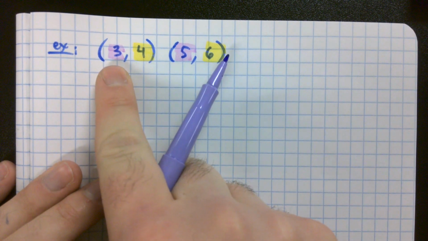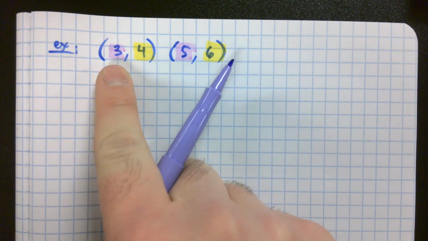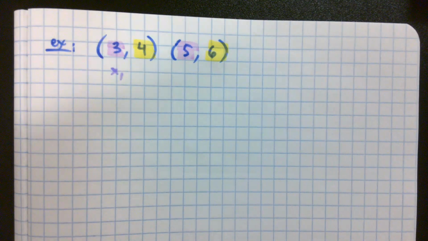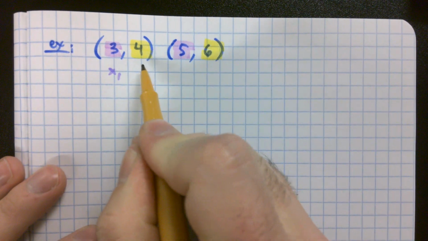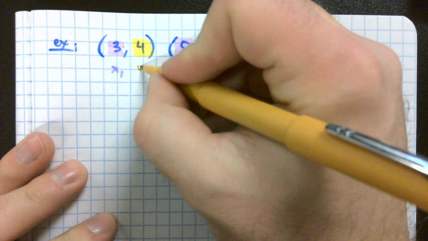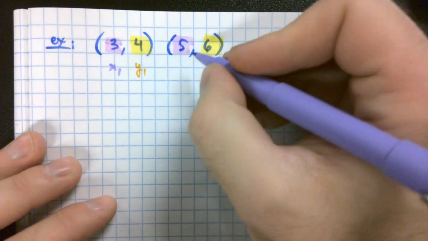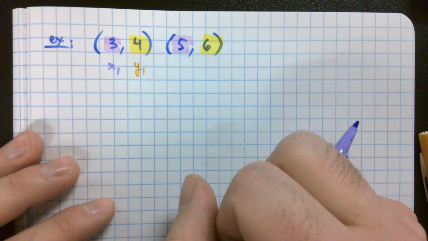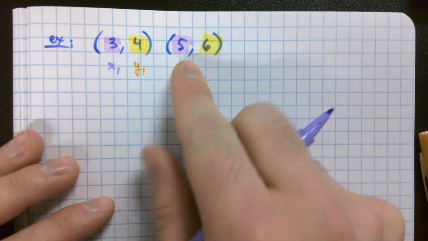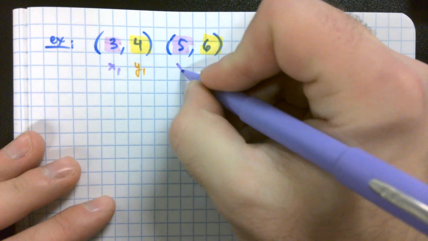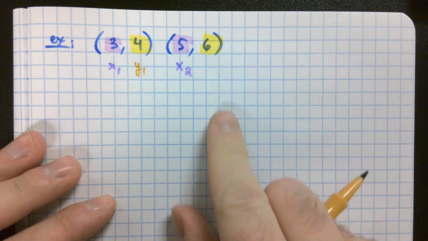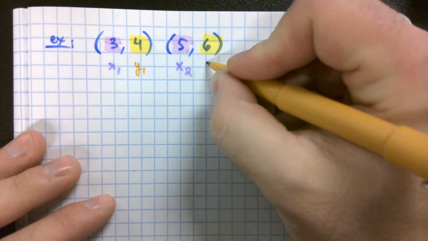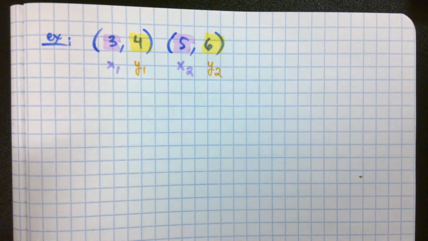So 3 is the x coordinate of my first point. We'll call it x1. 4 is the y coordinate of my first point. We'll call it y1. 5 is the x coordinate of my second point. We'll call it x2. And 6 is the y coordinate of my second point. We'll call it y2.